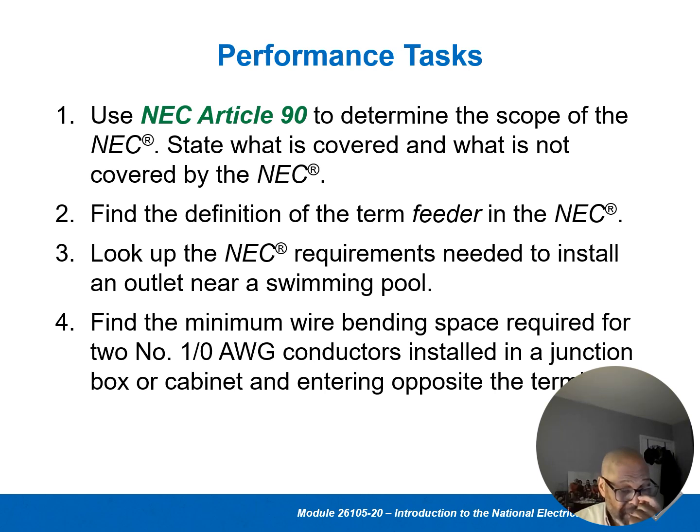Now, this is really interesting because if you didn't know the codes, you can go to the NEC. They won't tell you how to do it, but they will explain the right way that it needs to be done, or the requirements for it. We're also going to find the minimum wire bending space required for two number 1 American wire gauge conductors installed in a junction box or cabinet and entering opposite the termination.